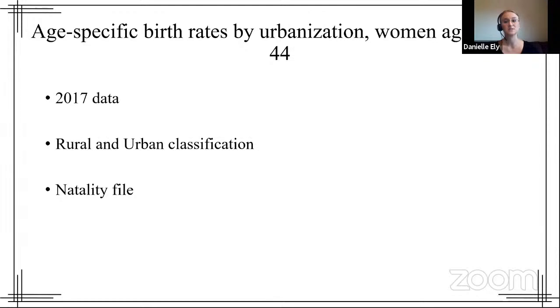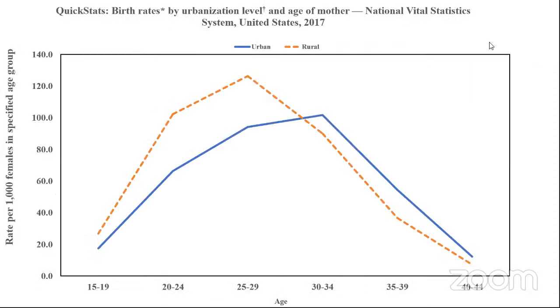In the next project, we were looking at age-specific birth rates by urbanization level for women aged 15 to 44. And we used the 2017 birth file, and we only looked at rural versus urban in total rather than looking at two different.